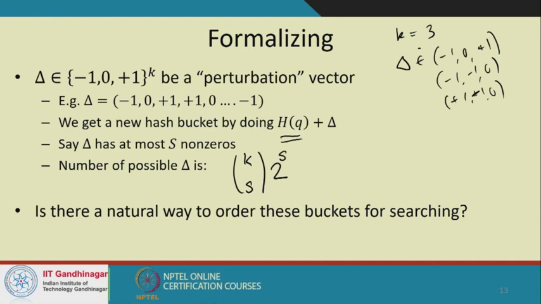So is there a natural way to order these buckets for searching? You could potentially already have an idea about this. If a neighboring point is really close to Q, then it's more likely that it will fall in a bucket with 0 or 1 perturbations than 2 perturbations. So we should search the buckets with at most 1 perturbation before we search the buckets that have at most 2 perturbations, and we should search 1 perturbation and 2 perturbation buckets before we go to searching 3 perturbation buckets. But is there a better way to structure this search?